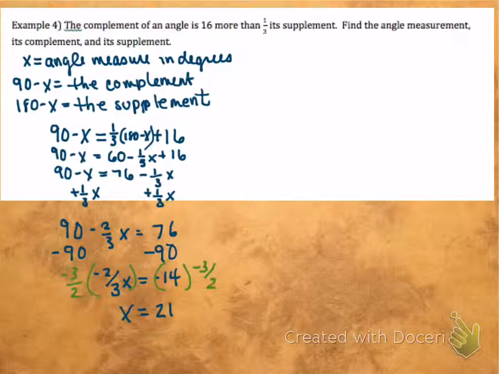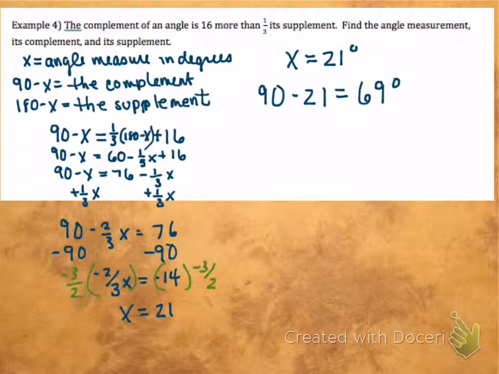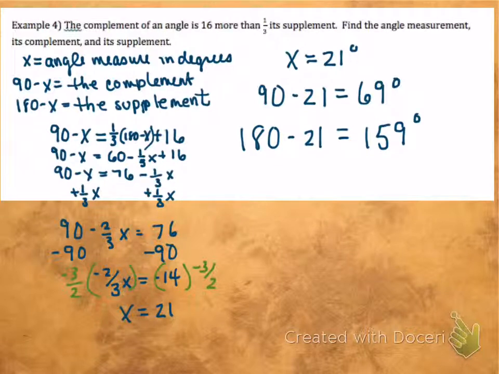So hopefully no matter which way you chose to solve that equation, whether you multiplied through to get rid of the fraction or you just distributed, as you can see I did here, you should get x is equal to 21. Now don't forget, you need to establish the complement and the supplement. So we have x is equal to 21 degrees. Then for the complement, we would have 90 minus 21, and that would give us 69 degrees. And for the supplement, it would be 180 minus 21, which would be 159 degrees.